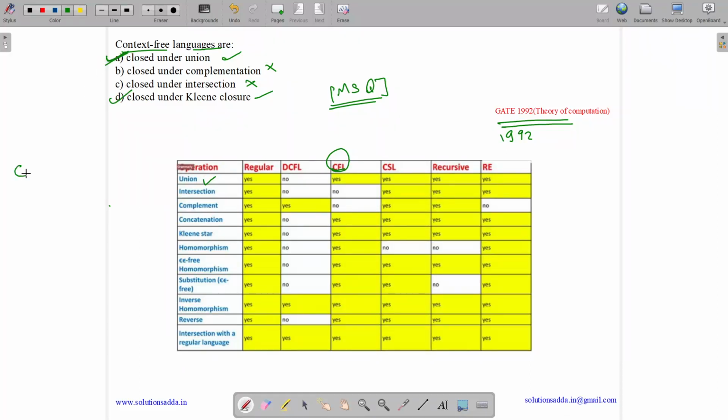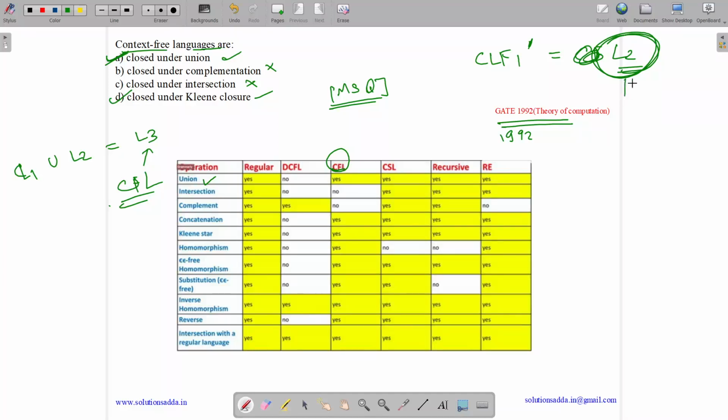Being closed means if we have two CFLs L1 and L2, then the union L3 will always be a CFL. Being not closed means if we have a CFL, let us suppose CFL1, and we take its complement, and the complement equals CFL2, then L2 may or may not be a CFL. It can also be a CFL, but there is no guarantee. It can or cannot be a CFL. So answer is option A and D. Just remember this table.